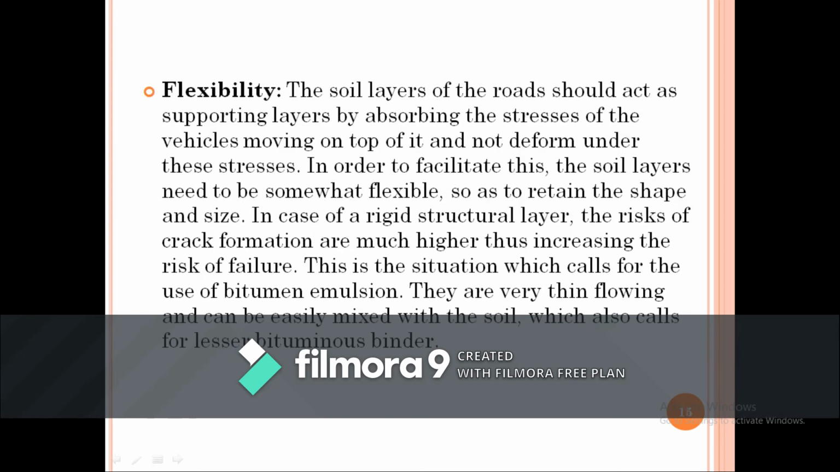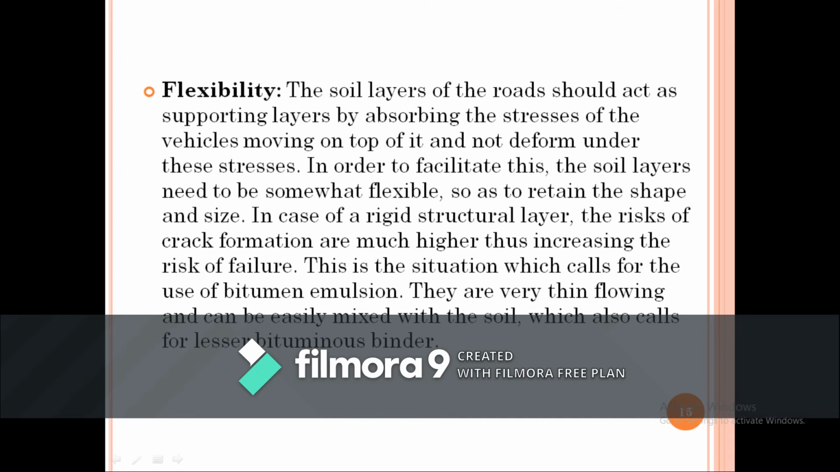So what is the next thing we have? The next thing we have is flexibility. The soil layers of the roads should act as supporting layers by absorbing the stresses of the vehicles moving on top of it and not deform under these stresses. See, whenever you have any particular highway, what should it do? It should try to send the stresses down, from the top layer to the base layer, whatever is there.